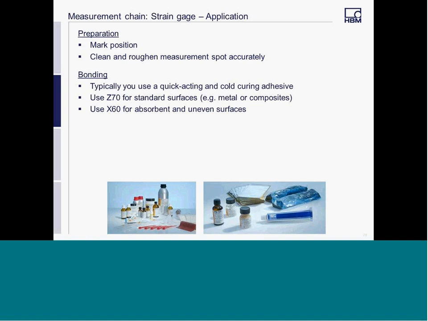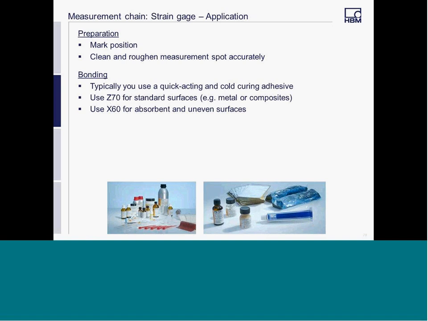There are typically two types of adhesives. It's called Z70. You take that for standard surfaces, metal or composite. That's a one-component adhesive, very easy to use. You just make a small dot on your component, then you apply the gauge with your thumb, wait 30 seconds, 45 seconds, and then it's ready.